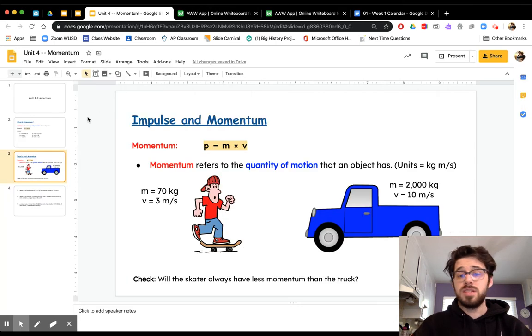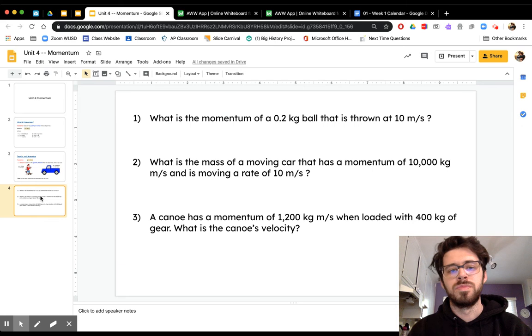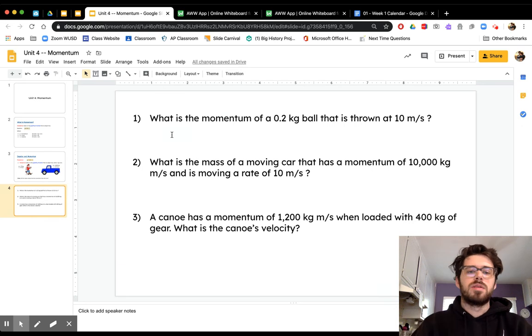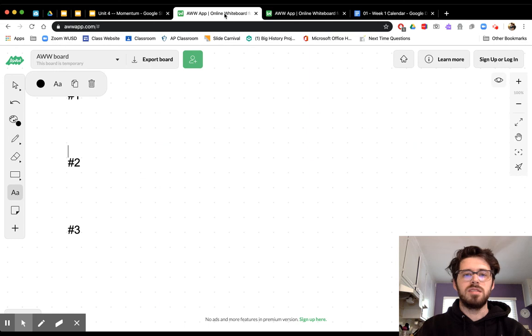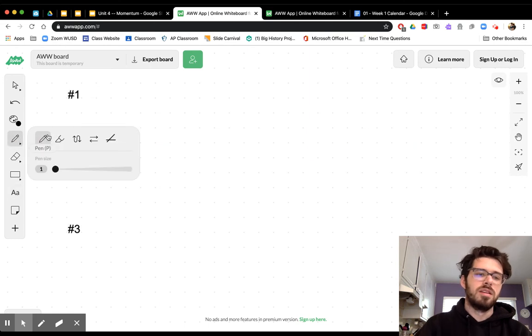And just to make sure that you're sticking along, let's do some example problems. So here's my example problem. We're going to do these 3 examples, and then we'll call it a day. So what is the momentum of a 0.2 kilogram ball that is thrown at 10 meters per second? And so here's my number 1. Let's make it bigger. There we go. Cool. Okay, so what is the momentum?